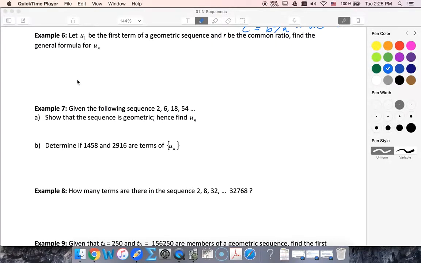All right, let's look at some examples of geometric sequence problems. So first of all, we'll do the definition. If U1 is the first term and R is the common ratio, the general formula, well, let's write down our terms.